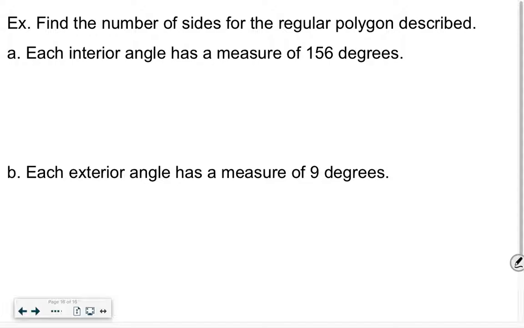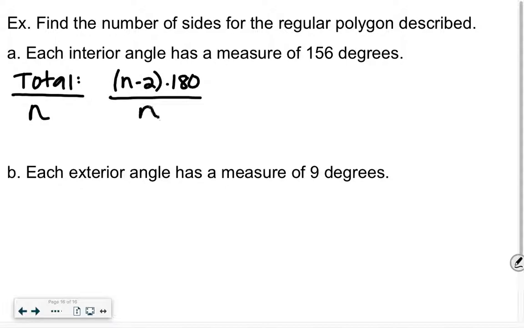So in a formula sense, we take the total degree measure divided by the number of angles it has. We're taking n minus 2 times 180, and we're dividing by n, how many angles it has. We're taking the total degree measure on the inside and dividing it by how many angles it's going to have. Now, we don't know n in this case, but we do know how big the angle is going to be. It's going to be 156 degrees. And now we have an equation we have to solve, okay?